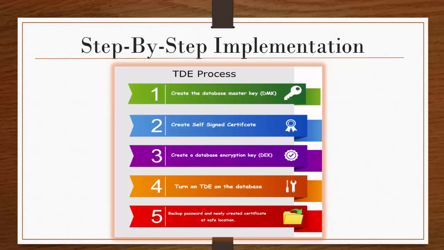So here first we will create a master key, which you can say is a symmetric key, and it is used to protect the private key of the certificate present in the database. We will create this master key under the master database. So in step 1, we will create a master key, and then in step 2, we will create a self-signed certificate. These two steps are very important because without this certificate and the master key, one cannot read or restore your database.